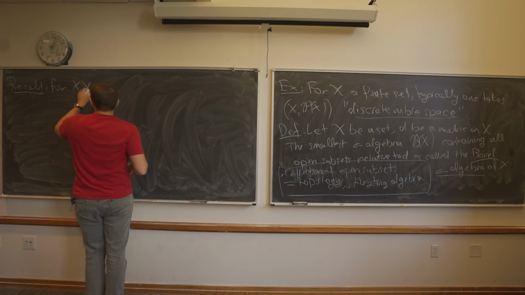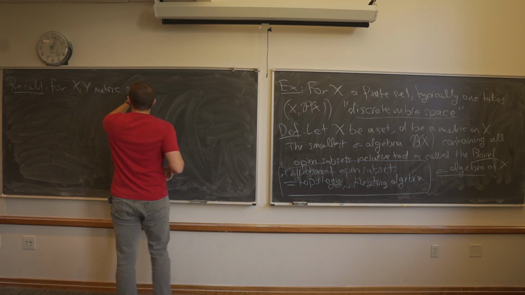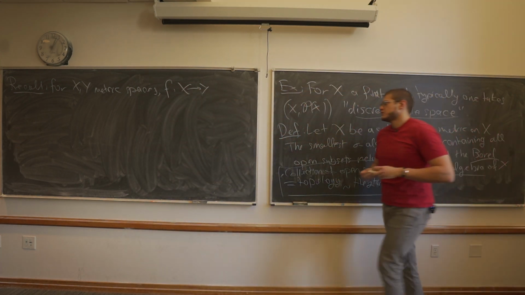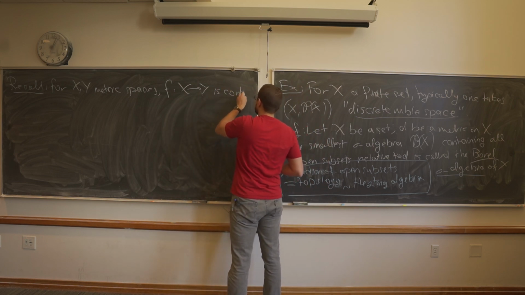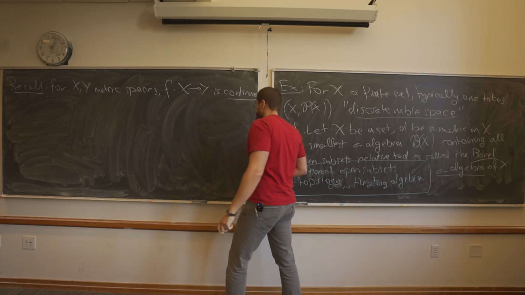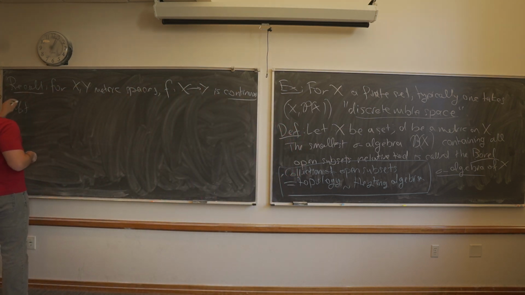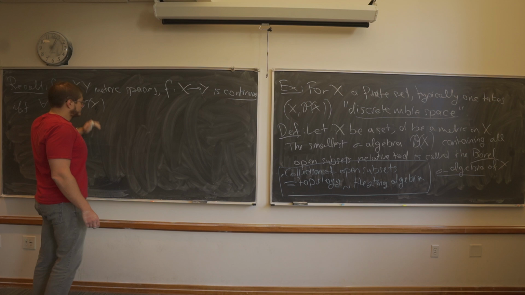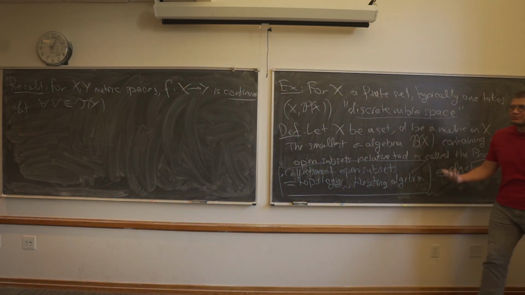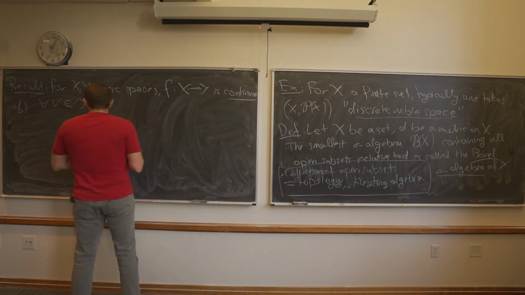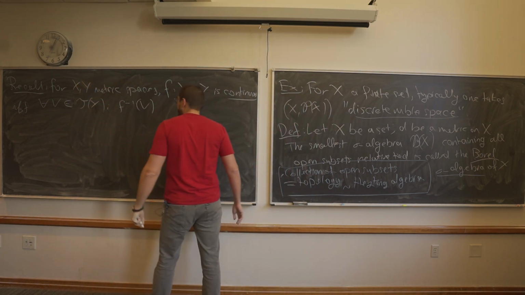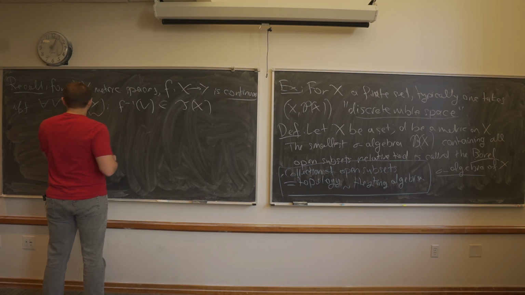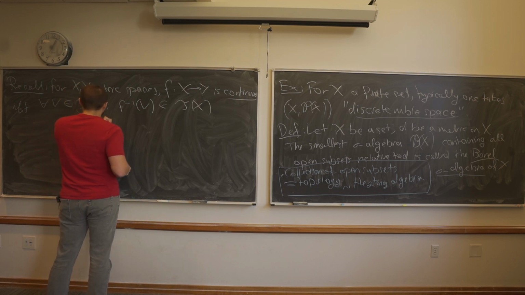For X, Y, let's say metric spaces, f from X to Y is continuous if and only if for any V in T(Y), T(Y) being the collection of open subsets of Y, that is to say the topology of Y, the preimage under f is in the topology of X.